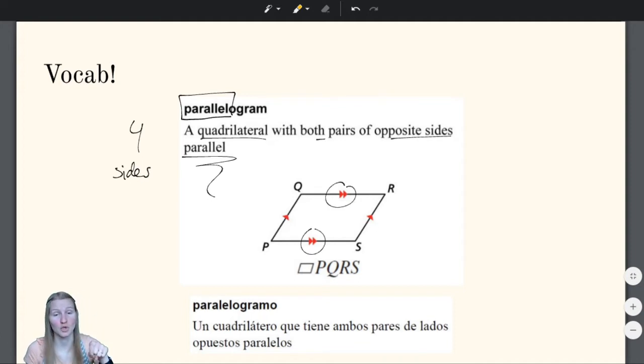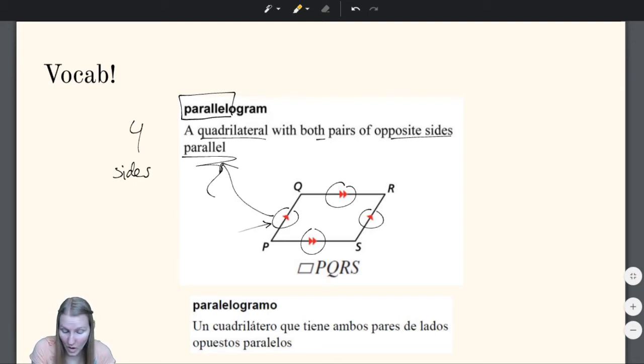And you'll remember from chapter 3 that these red arrows mean parallel. The ones that have one red arrow match, they go together, they are parallel, and the ones with 2 red arrows match, go together, they're parallel. So the side that has one arrow is not parallel to the side that has 2 arrows. That's why there's a different number of arrows. The ones with 1 arrow go together, and the ones with 2 arrows go together.